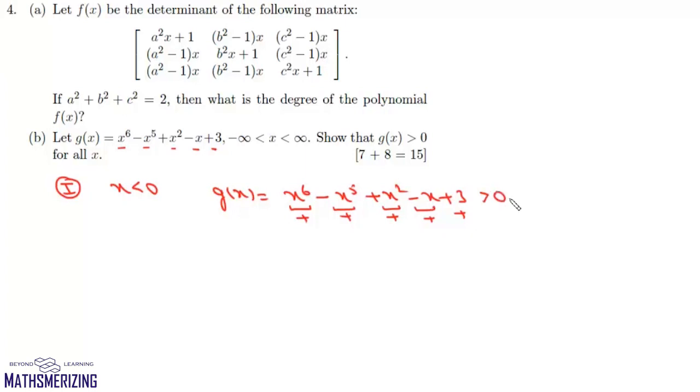So this g(x) will be positive when x is less than 0. Now we take the second case, when x lies between 0 and 1.